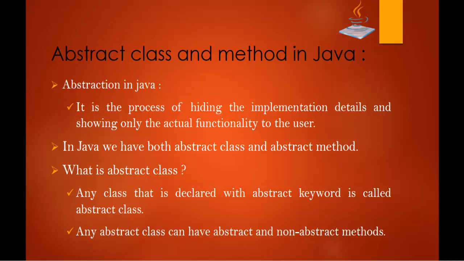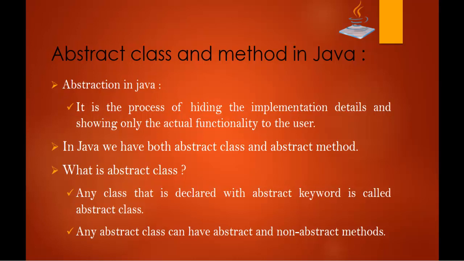Abstraction is the process of hiding the implementation details and showing only the actual functionality to the user. We all know how to send an SMS, but we never see how the code is implemented to send it. We just see the user interface: we type the text and click the button, and that sends the SMS, but behind that we have written the code to do that work. Hiding the implementation details and just showing the functionality to the user is called abstraction in Java.